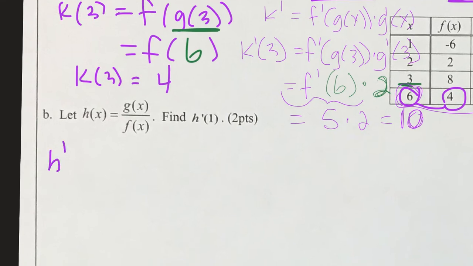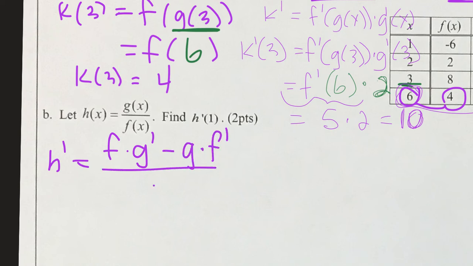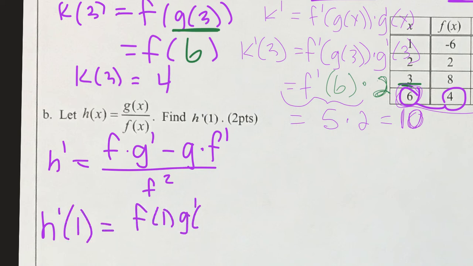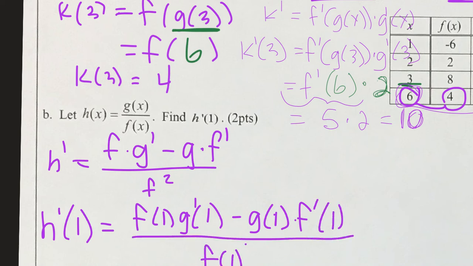Okay, so h prime equals low times the derivative of the high minus the high times the derivative of the low, over the low function squared. So if we want to find h prime at 1, we have to go to our table and figure out what all of these values are. F of 1, g prime at 1 minus g of 1 times f prime at 1, over f of 1 quantity squared. Okay, so let's go to our table and figure out all of these values.